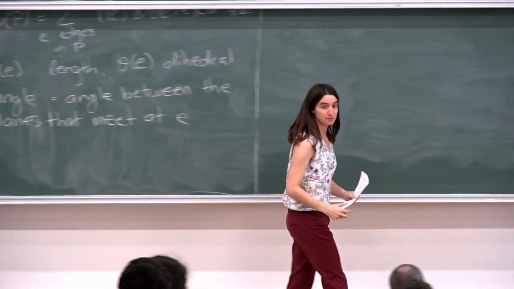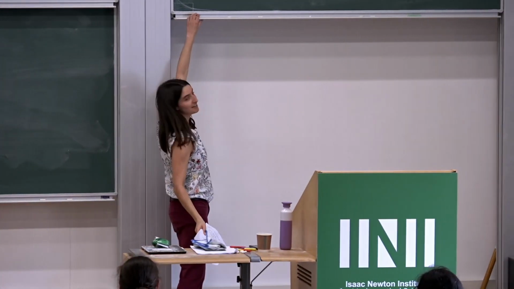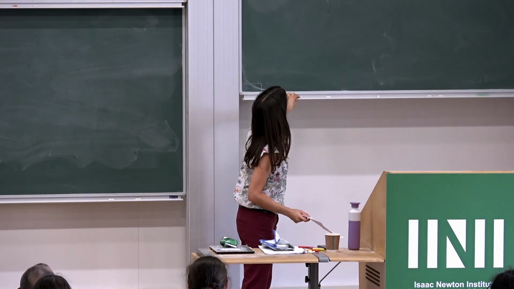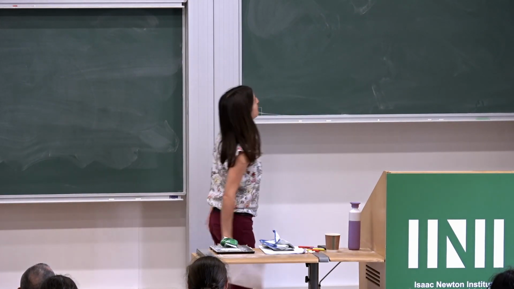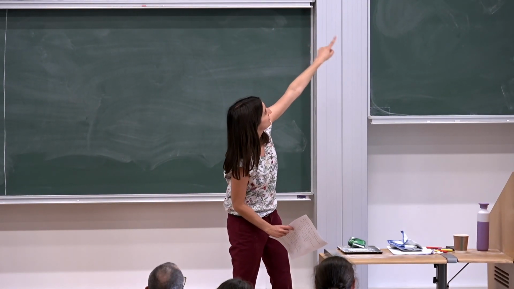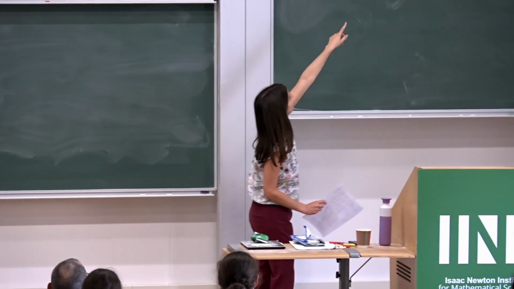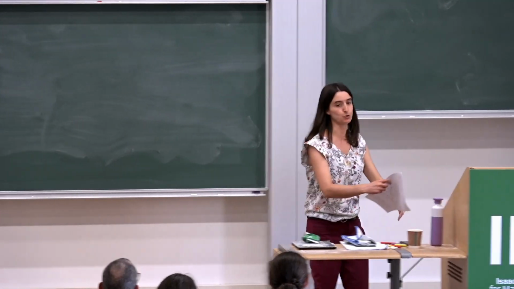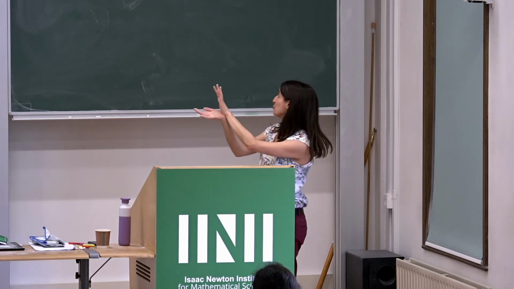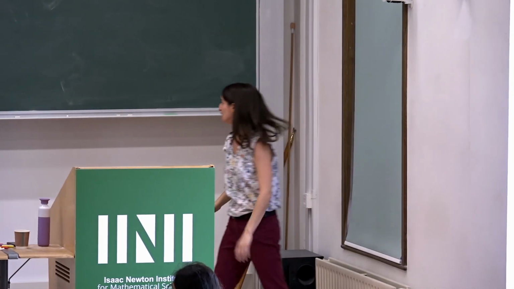So I have prepared a picture in advance for this because I do not trust myself to draw a tetrahedron in real time. Okay, so here's a tetrahedron. If I'm looking at this edge E, I have the two triangles that meet at that edge, and the angle between them is the dihedral angle at E.